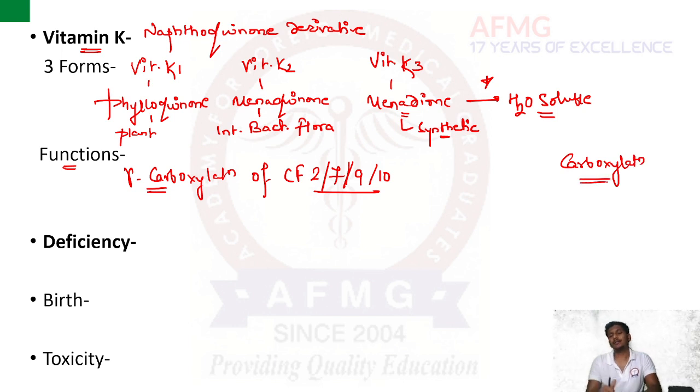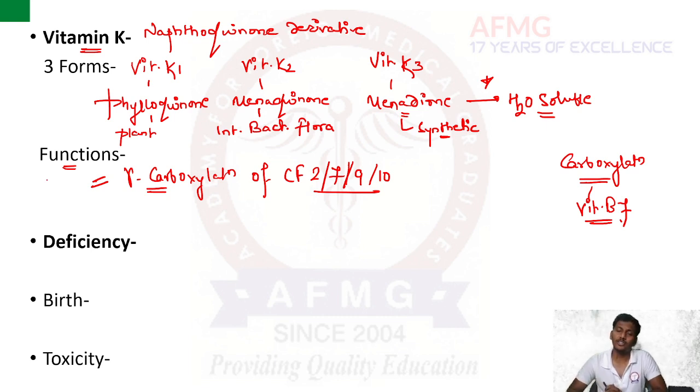These carboxylase enzymes usually use vitamin B7 or biotin as their coenzyme, but one of the places which is a biotin independent carboxylation is gamma carboxylation of clotting factors, where vitamin K is used as a coenzyme. Please remember this. Then if I move further, talking about deficiency of vitamin K.